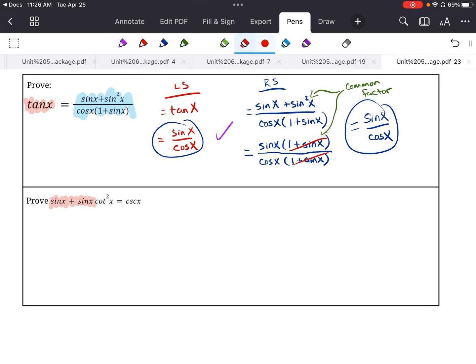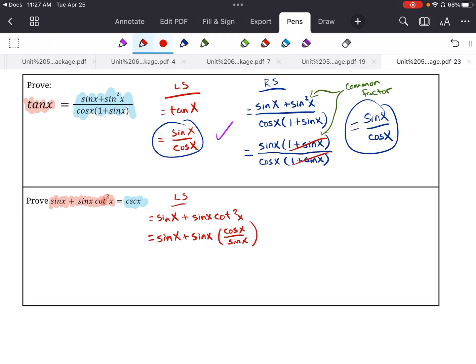Okay, prove that sine x plus sine x cotan x is the same as cosecant. Okay, so left side. Okay, sine x plus sine x cotan squared x. Okay, we're going to change that cot x. Remember, we want to try to put everything into sine. So this is sine x, and we know that cot x is cos over sine.